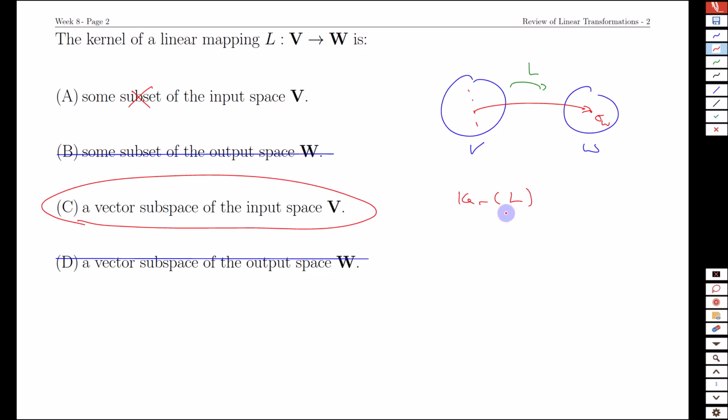Next up, we're going to look at a complementary subset related to the transform L, but this time more on the output side.